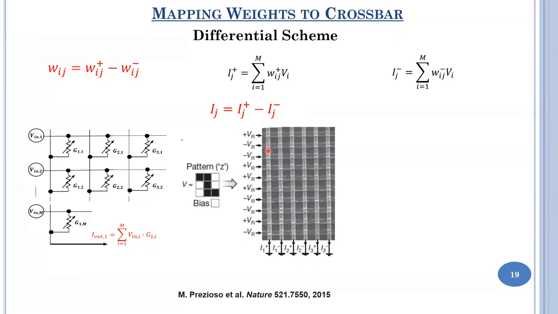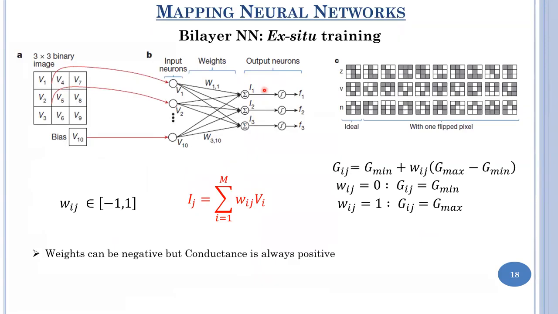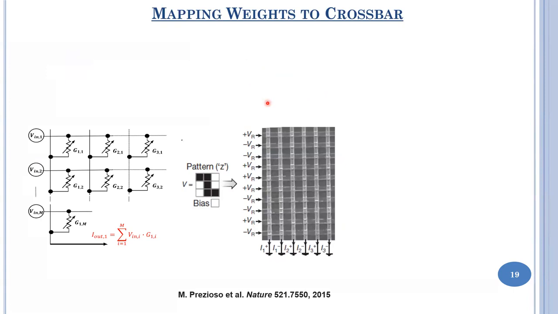And here, this column represents the positive part, this column represents the negative part of the first neuron weight. So the effective neuron current is I1 plus minus I1 minus, which you can easily obtain using an op-amp. Similarly, these two columns represent neuron 2, and these two columns represent neuron 3. If you remember, there were three outputs, each corresponding to class Z, class V, and class N. So I1 is encoded by the first two columns, I2 encodes the second label, I3 encodes the third label. Now, let me tell you how the operation works.